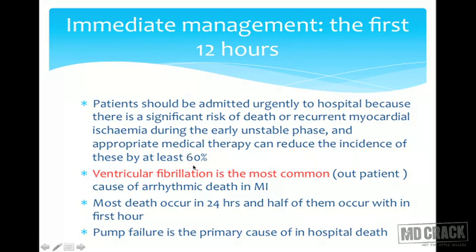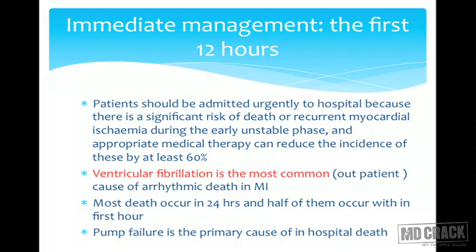So time factor is very important. Ventricular fibrillation is the most common cause of arrhythmic death in myocardial infarction before the patient reaches hospital. Alright, so ventricular fibrillation is the most common cause of outpatient death before the patient reaches hospital. Most death occurs in 24 hours and half of them occurs within first hour. And pump failure is the primary cause of death in hospital death.